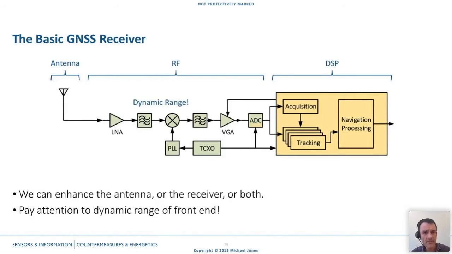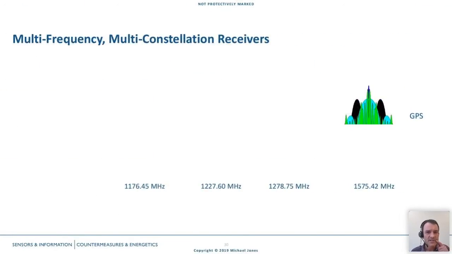And it's important to remember what we call dynamic range here. If you want to enhance the receiver, you've got to make sure that it's able to cope with jamming signals, which tend to be very large. So you've got to make sure you have enough dynamic range in your front-end components to handle that jamming signal in the first place, so that you can try and get rid of it in the electronics of the receiver. So dynamic range is quite an important thing to think about. Okay, so what can we do with receivers then?